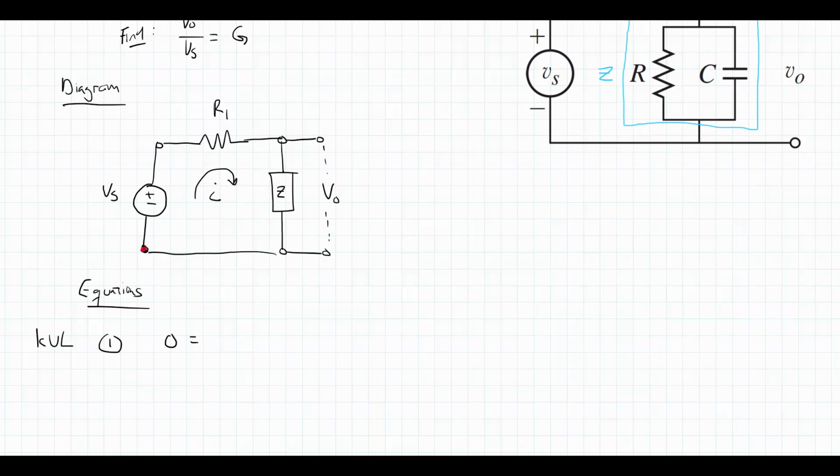and I will go across my source voltage. So I'm going to be traveling with my current. I'm going with the current, and I'm going from the negative to the positive side of the terminal, so I'm going to add Vs.